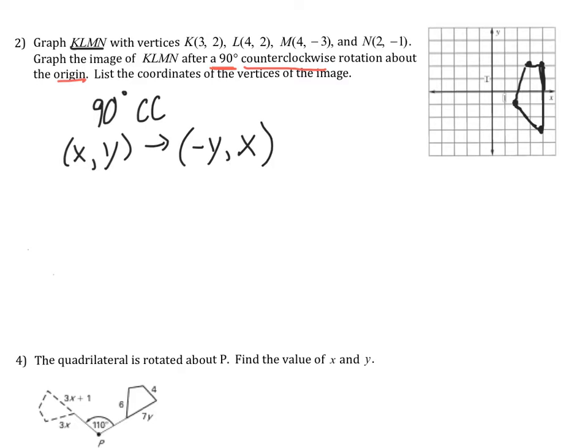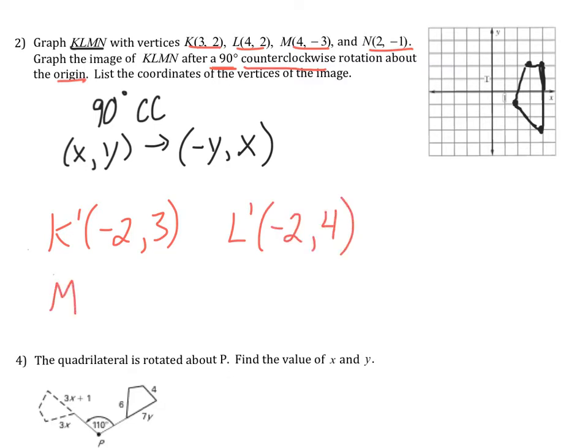So what I want to do is now apply that rule to all 4 of the points that make up that figure. So now K prime is going to become negative 2, positive 3. L prime is going to become negative 2, positive 4. M prime is going to end up positive 3 because my y coordinate is already negative, and positive 4. Same thing's going to happen with N prime. It's going to be positive 1, positive 2.